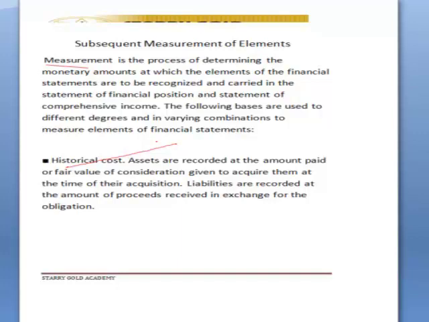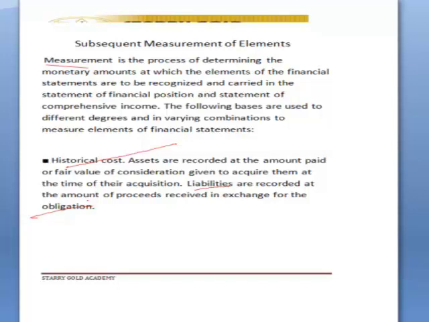Historical costs: assets are recorded at the amount paid or fair value of consideration given to acquire them at the time of their acquisition. On the other hand, liabilities are recorded at the amount of proceeds received in exchange for such obligation. That is where we'll be using historical costs.